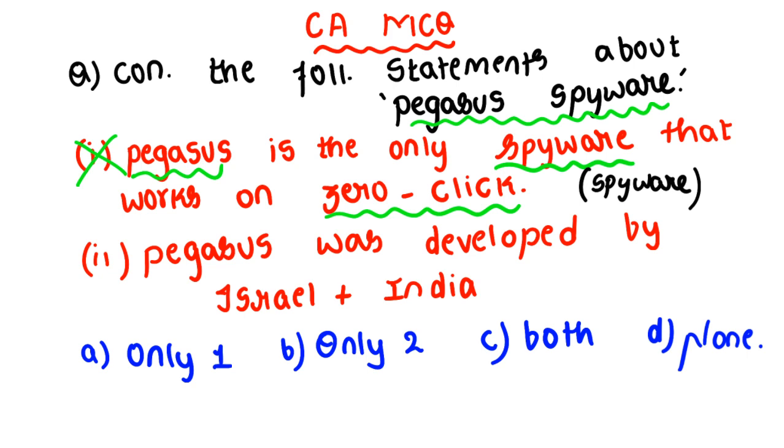Actually, is Pegasus the only spyware? No, it is not the only spyware. Next, was Pegasus developed by Israel and India? Absolutely not. India does not have any role in developing Pegasus. So the answer is D, none. Clear? None of the above statements are true regarding the Pegasus spyware. Okay, then let's have the focus on today's articles.